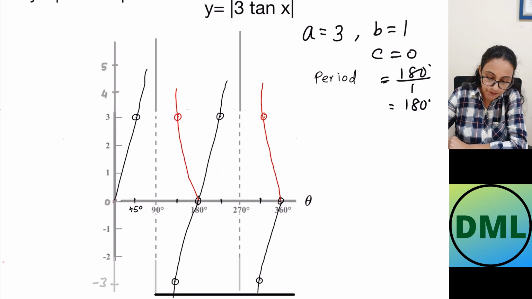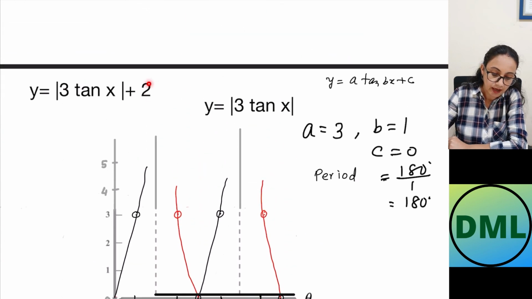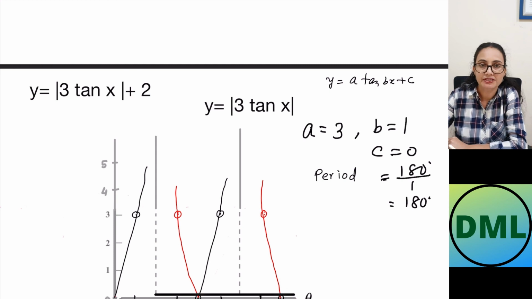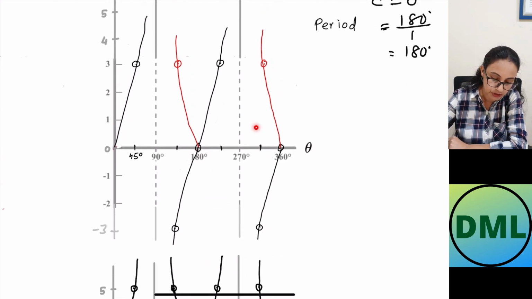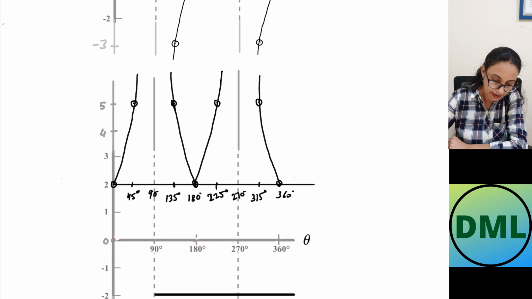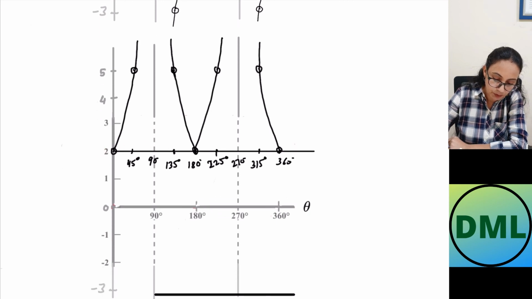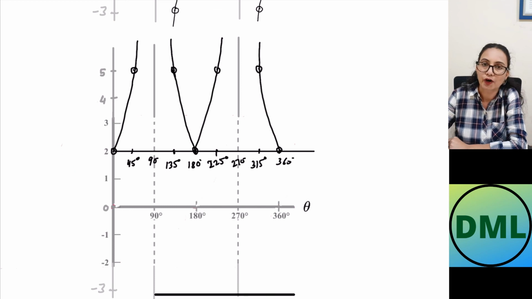Now I need to shift my graph 2 units up. That means this is positive 2, so I have to move my full graph 2 units up on the y-axis. If I shift this portion 2 units up, right now it is at 0, so this line will move to 2, and this point which is at 3 will move to 5. I have plotted it here for you. So the axis will move from 0 to 2, and the point which was at 3 moved to 5. So this is your graph for mod of 3 tan x, mod closed, plus 2.